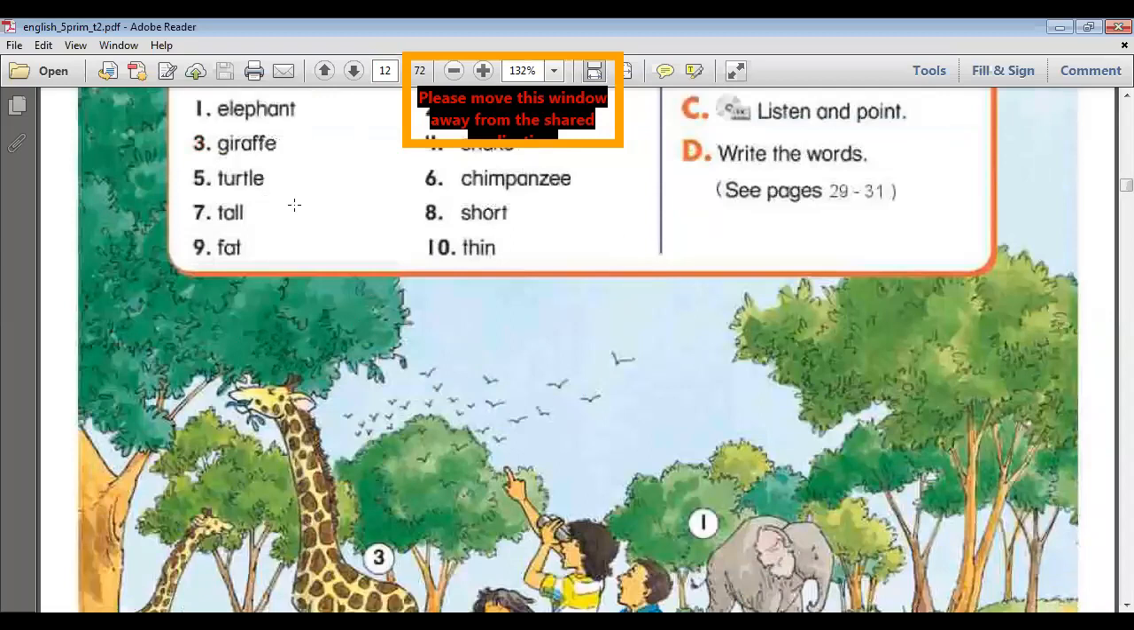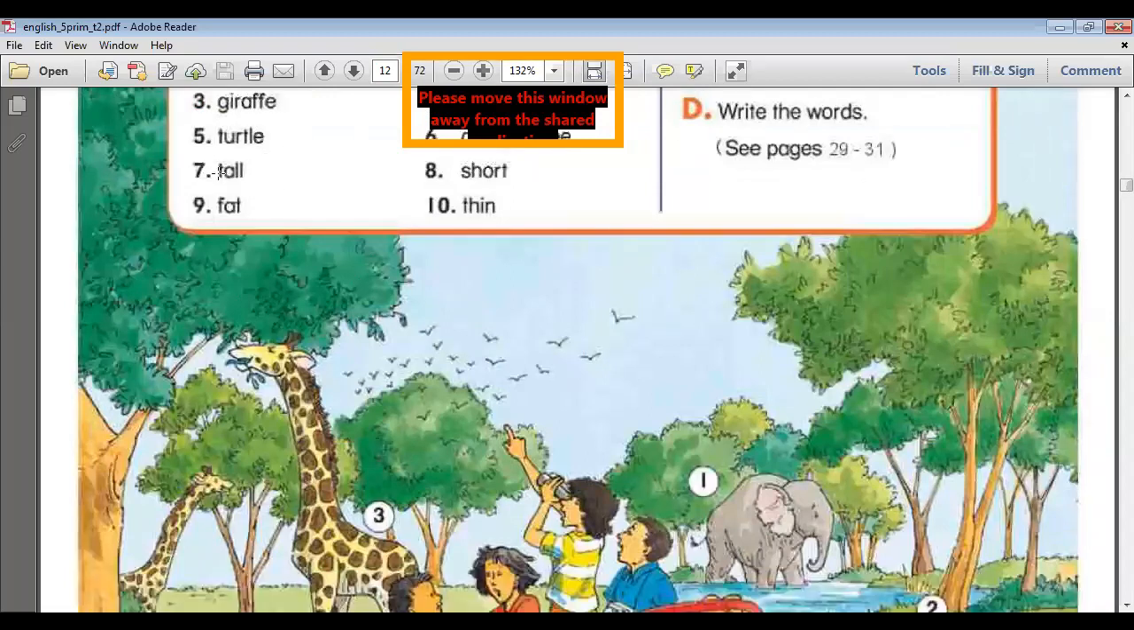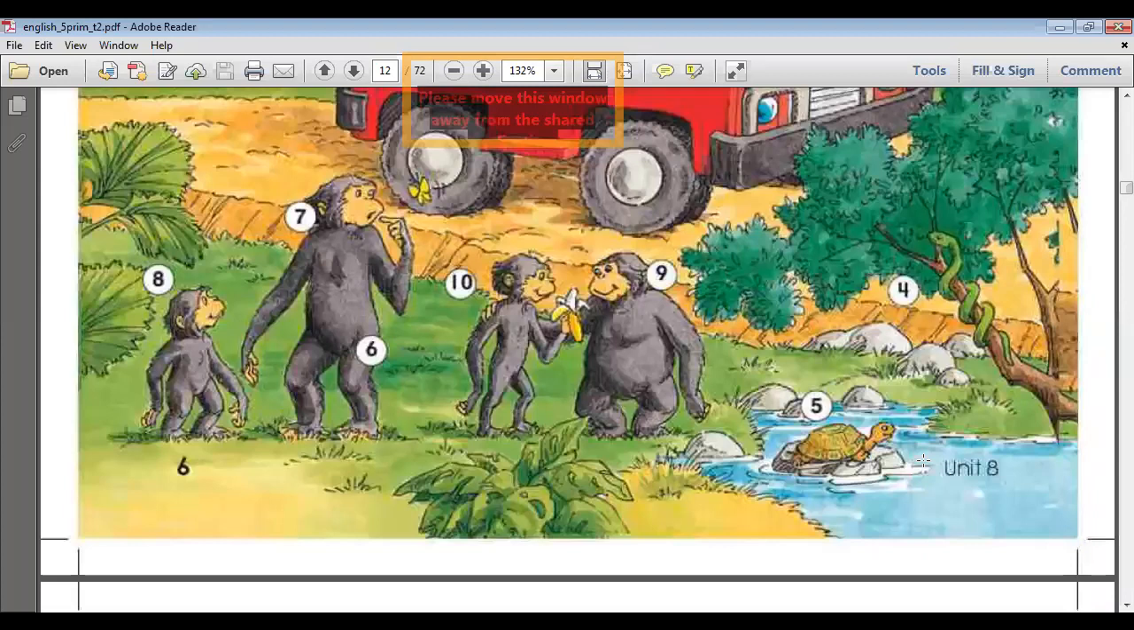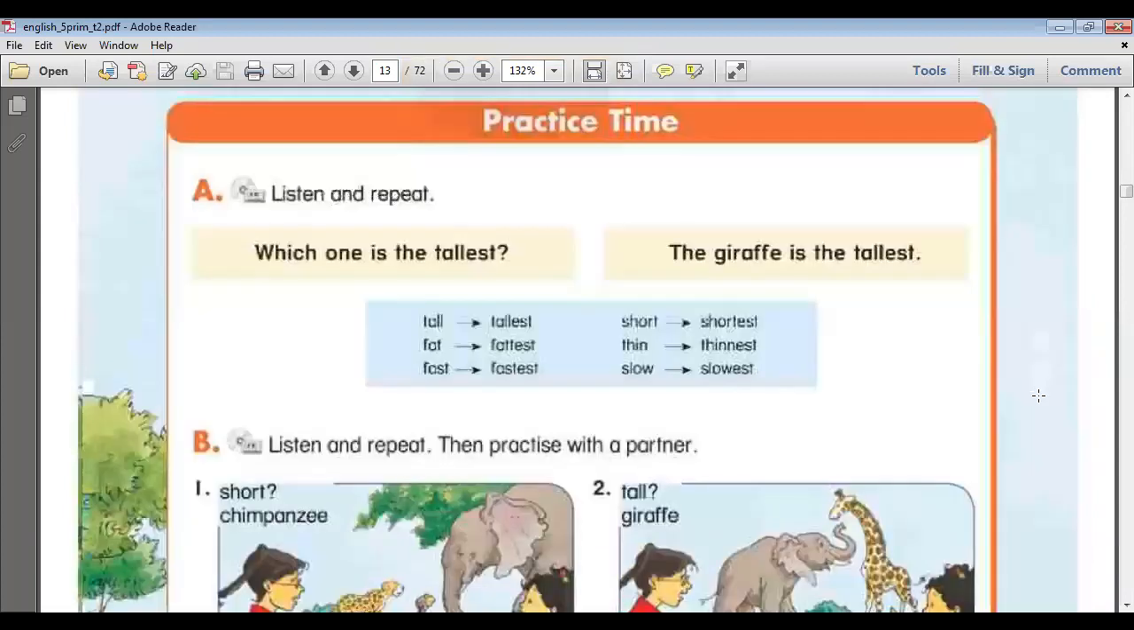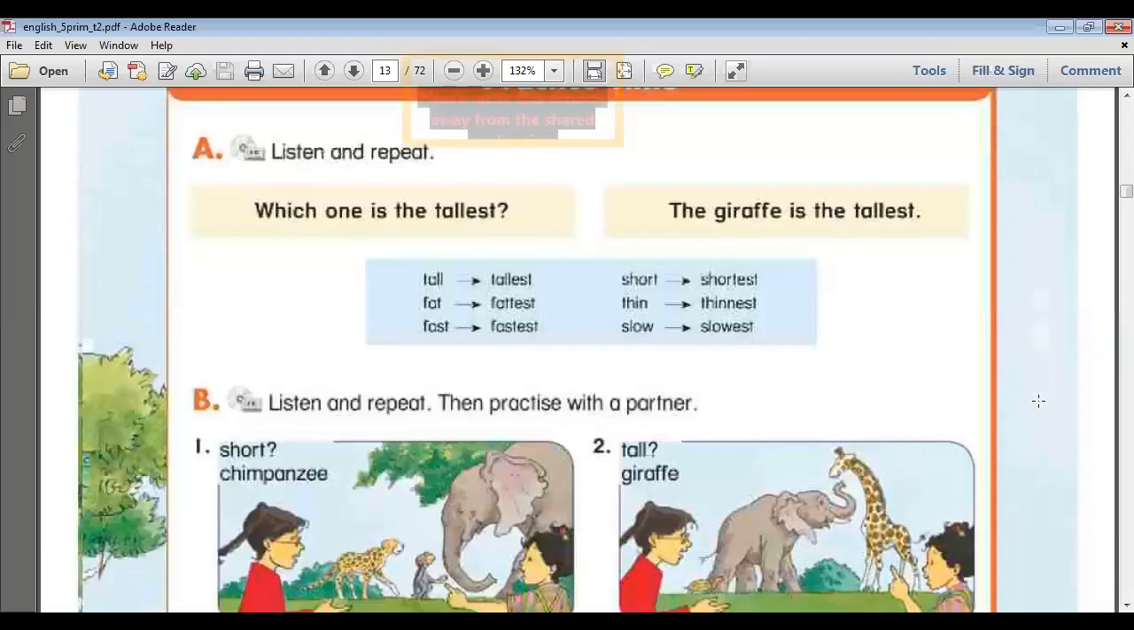Here are some adjectives that you have to know. Like tall, the opposite is short. Fat, the opposite is thin. Okay, let's go to page number 7. Our grammar here is comparison. I mean, comparing the adjectives.